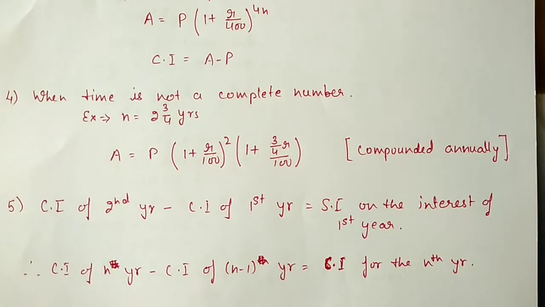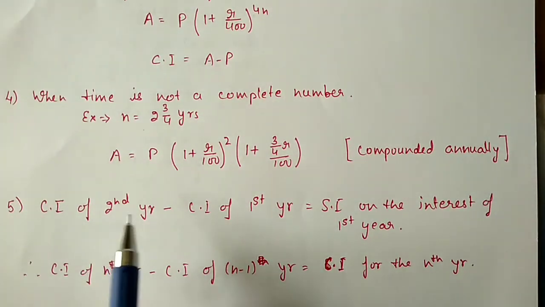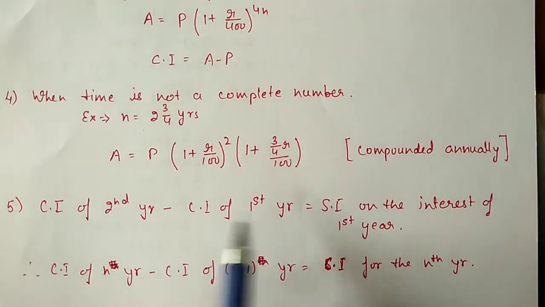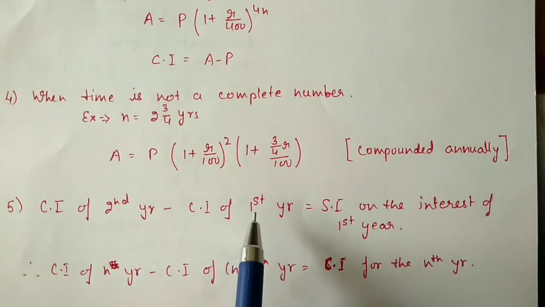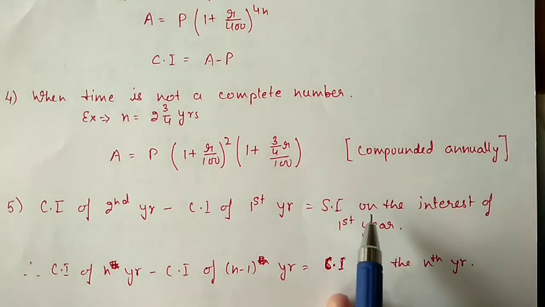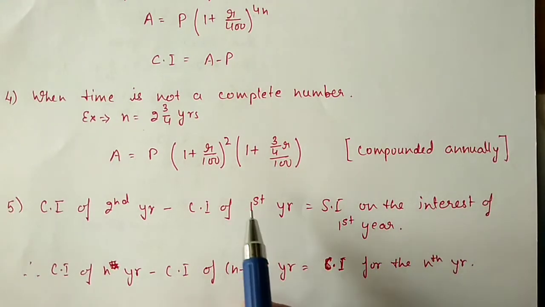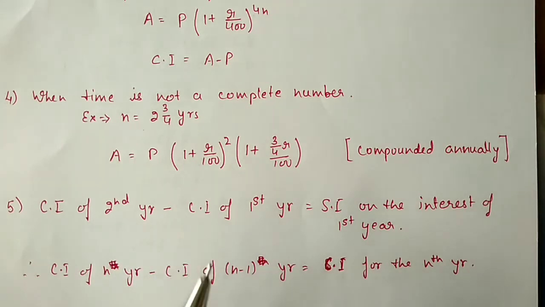Next, the fifth thing you will learn here: compound interest of the second year minus compound interest of the first year. You can take any 2 continuous years, you can take here the third year and the second year. That will be equal to the simple interest on the first year. Here first year, so here first year. If here it is second year, so here second year. You have to take 2 years in continuity.